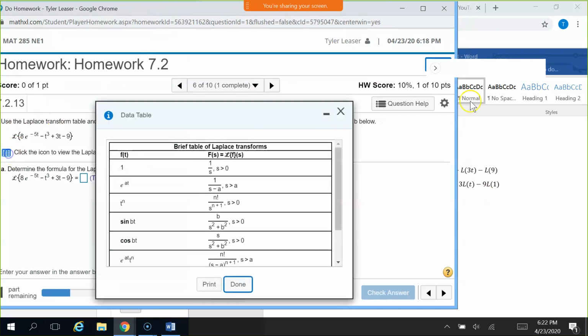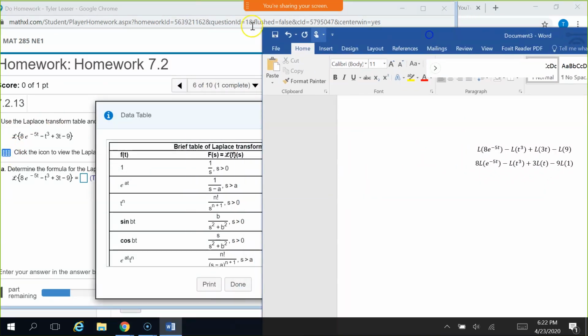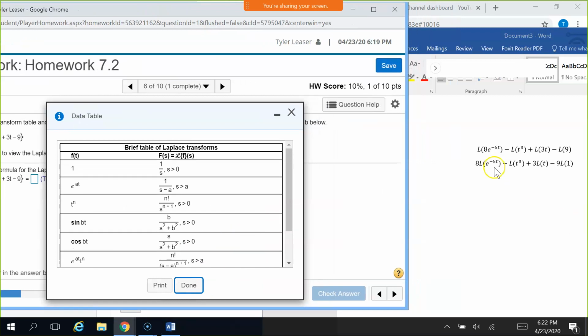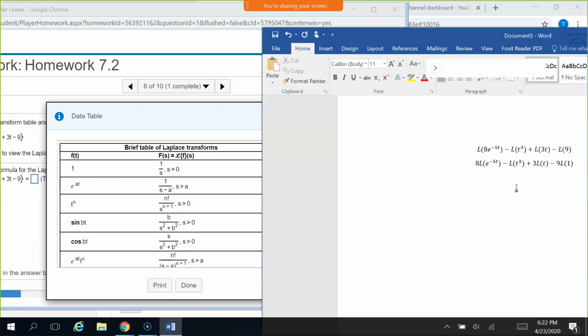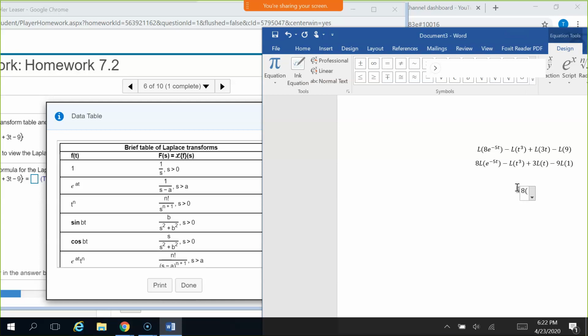So then if we go to the table, see if I can get both our stuff on the same screen here. You just want to do the table for each of these individually. So our first one here is e to the negative 5t, which is the second row of the table, where our a is negative 5. So you just substitute in negative 5 for the a, which we still have the 8 floating around, but then the Laplace transform would be 1 over s plus 5. And then you can move the 8 back in if you really wanted to.